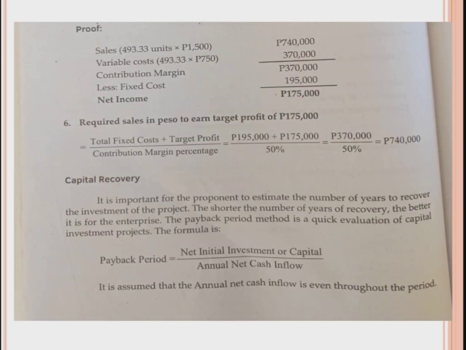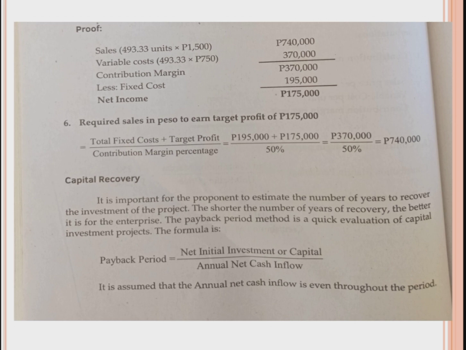Sales for 93.33 units times 1,500 is 740,000. Variable cost for 93.33 times 750 is 370,000. Contribution margin is 370,000. Less fixed cost of 195,000, net income is 175,000.